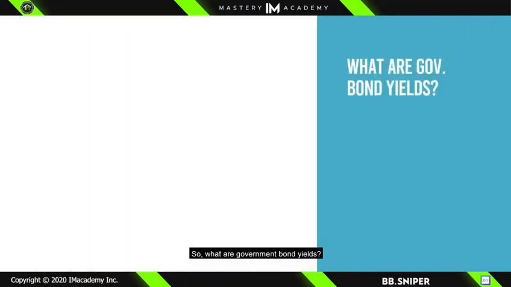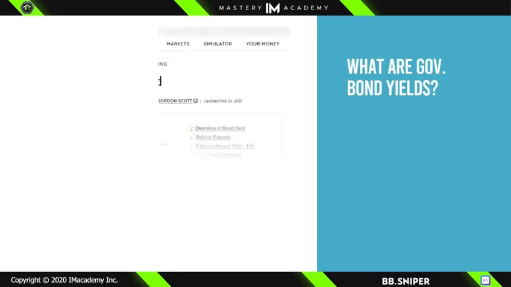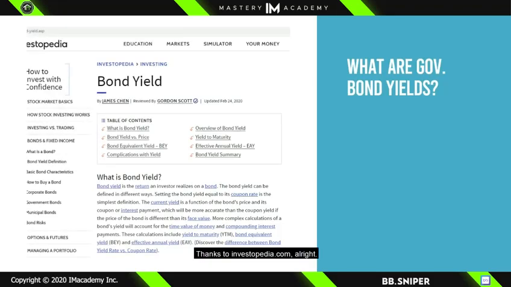So, what are government bond yields? Thanks to Investopedia.com, the bond yield is the return an investor realizes on a bond. The bond yield can be defined in different ways. Setting the bond yield equal to its coupon rate is the simplest definition. The current yield is a function of the bond's price and its coupon or interest payment, which will be more accurate than the coupon yield if the price of the bond is different than its face value.